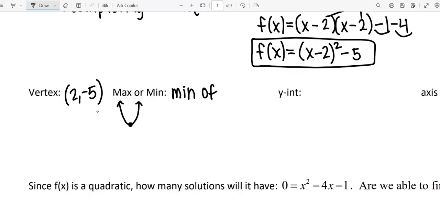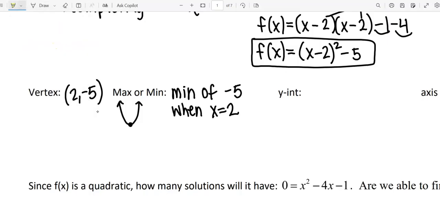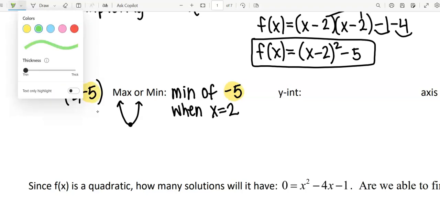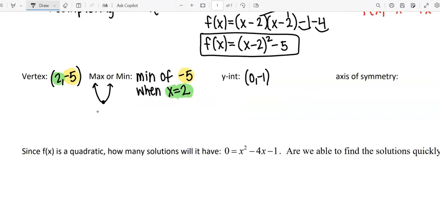That minimum value is what? How low are you going? Negative 5. So it's a minimum of negative 5 when x equals what? 2. Those two numbers, the negative 5 being your minimum value, comes from the y of your vertex. And then when it happens is the x of your vertex. So this should be 2 here. What was the y-intercept? 0, negative 1. And the axis of symmetry, x equals 2.